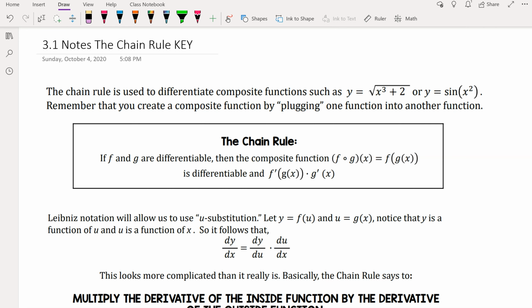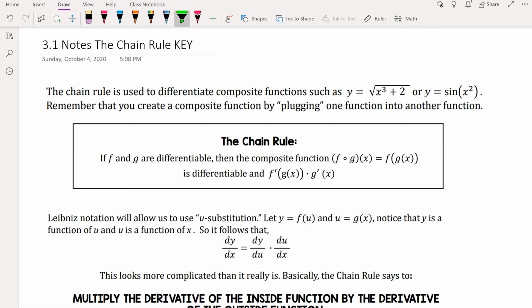All right, y'all, we are going to jump straight into our next unit, which is just differentiation continued. So we are going to continue taking derivatives and learning some derivative rules. And today we're going to start with the chain rule. So write down 3.1 notes, the chain rule.